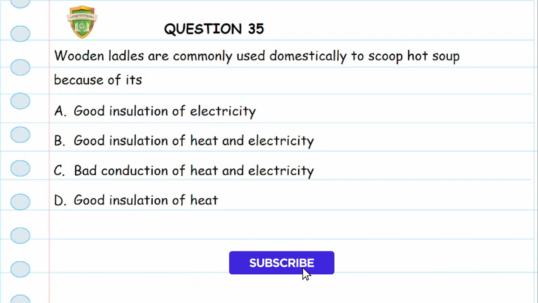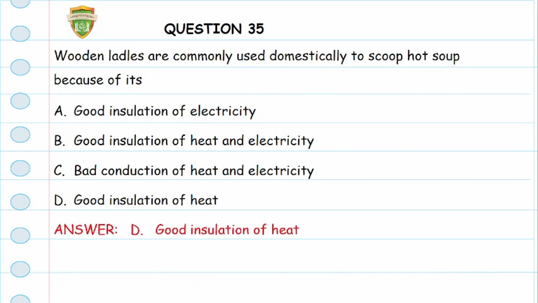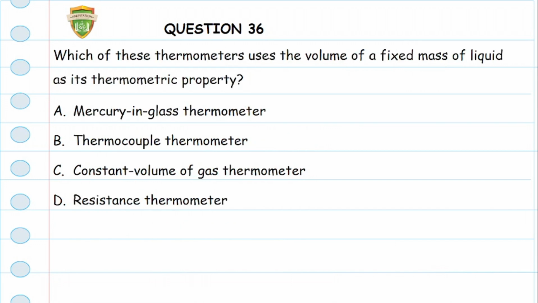So when you're scooping hot soup, it's going to be very hot, obviously. And so you need a spoon or a ladle that will be able to help you scoop it without feeling the full brunt of the heat and burning yourself. So the answer will be option D, good insulation of heat.